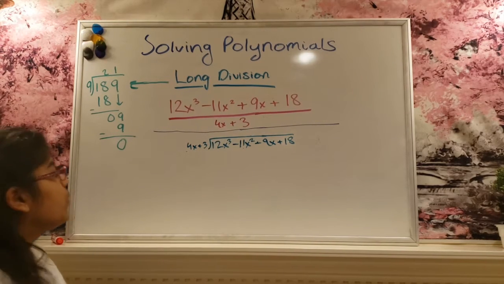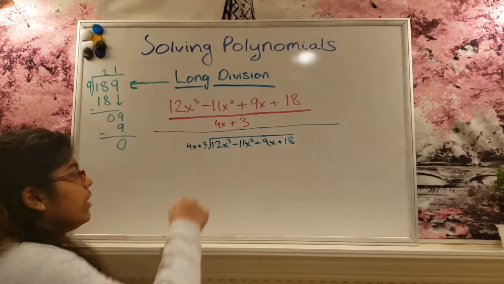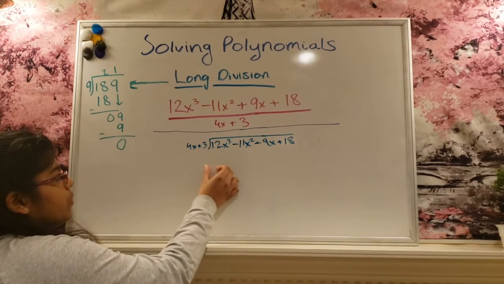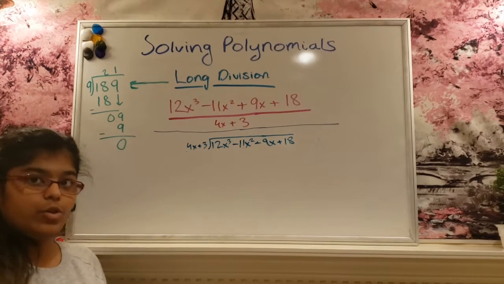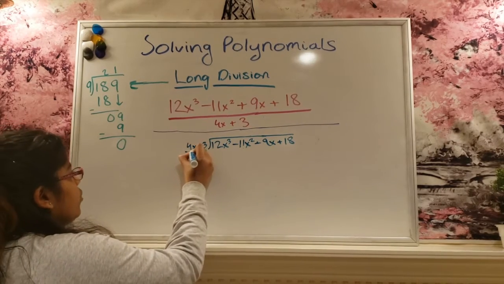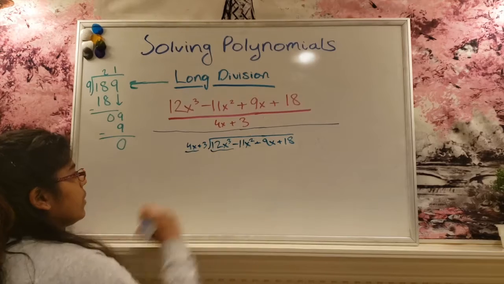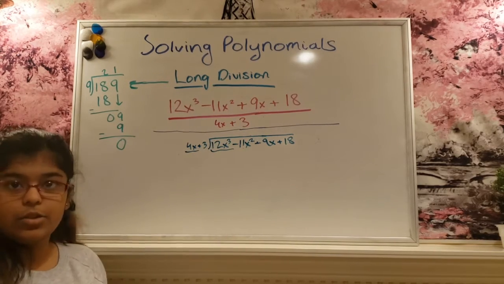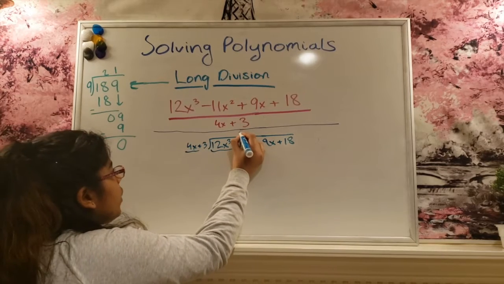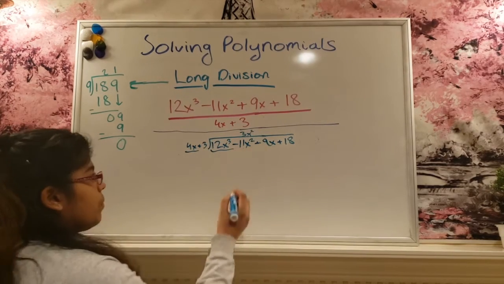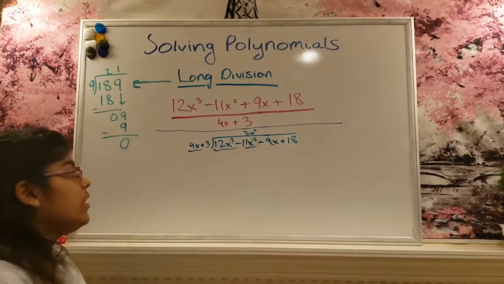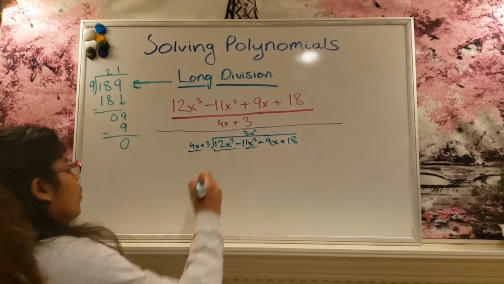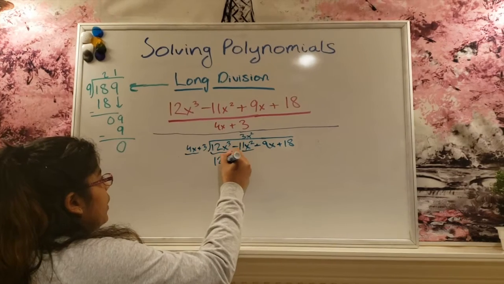Since we can't distribute 4x plus 3 into the polynomial evenly, we're going to separate the terms so we can solve it individually. Let's take the highest term of the divisor and the dividend. 4x goes into 12x cubed 3x squared times. So we're going to put 3x squared up here above the like term. As 3x squared times 4x is 12x cubed, we're going to put it here.